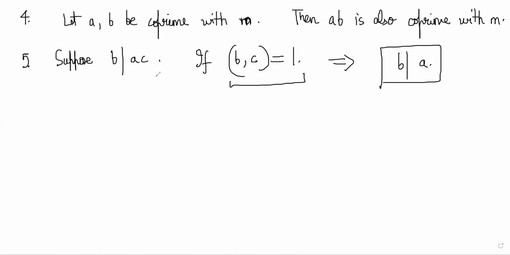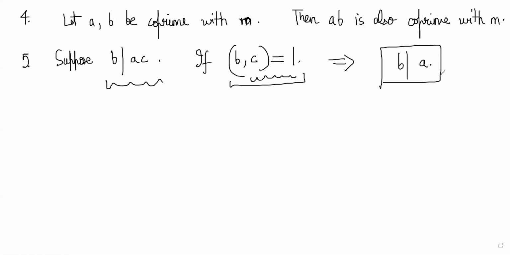So the property is that B divides AC, right? But B and C have no common factors. So that means that B and A must have common factors, right? B must divide A. Otherwise, how will B divide AC? So this is an obvious property. You can do a simple proof for this as well, but I will leave that to you.